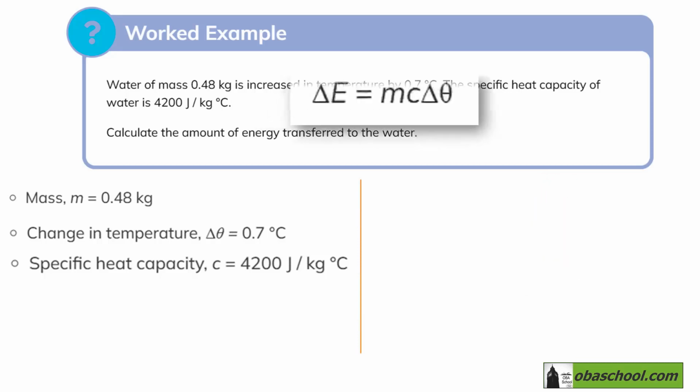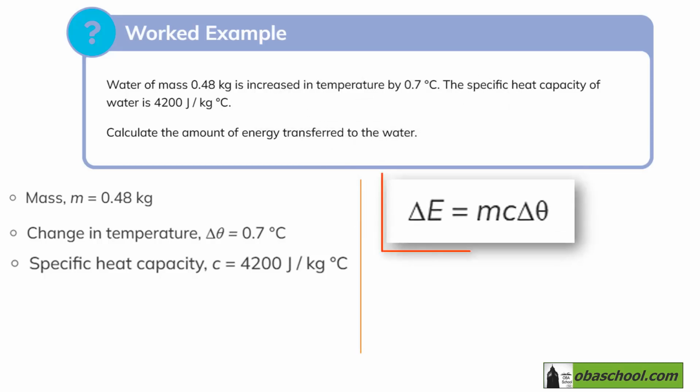So, it's delta E equals m times c times delta theta. Recall that delta E is the transferred energy we want to calculate. m is the mass of water. c is the specific heat capacity, and delta theta is the change in temperature.